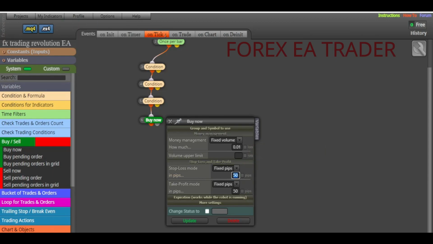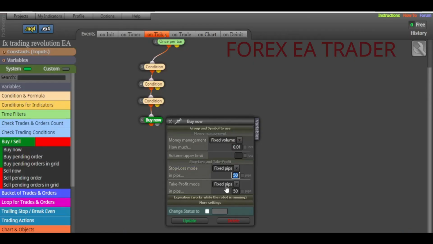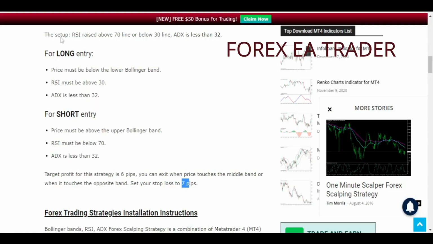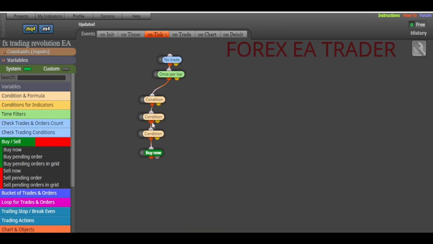Fixed stop loss was given as 7 pips, and the target was given as 6 pips. Maybe let's just make it 7, so that it's a 1:1 risk to reward ratio, and we update. Then we are going to do the same for our sell side signal. We are just going to highlight these blocks so that we don't do everything manually again. We just save some time.